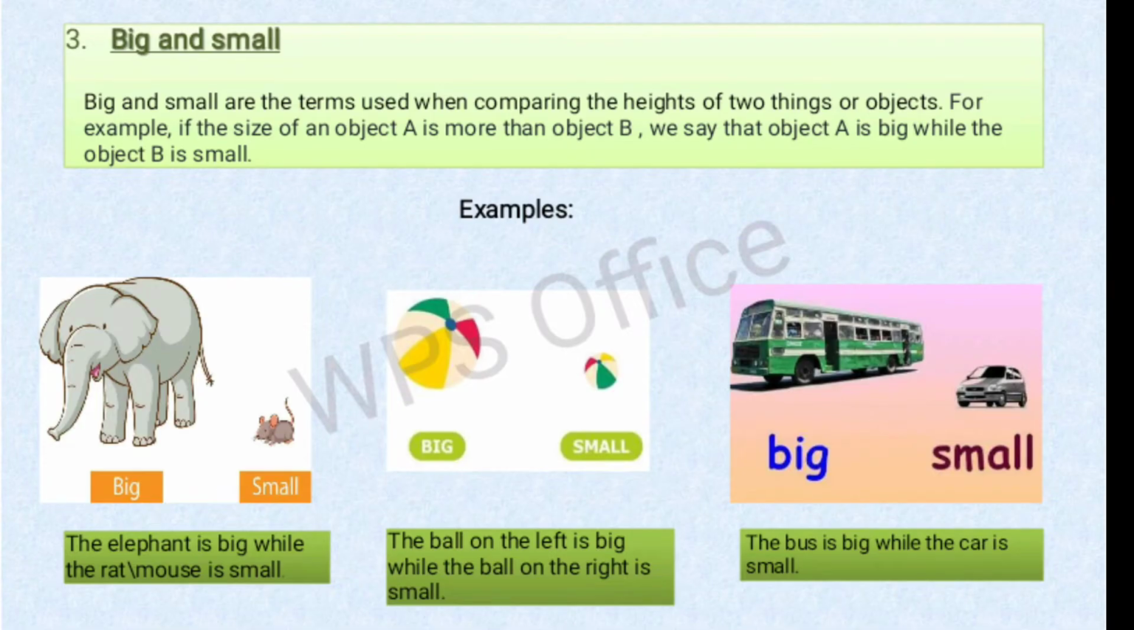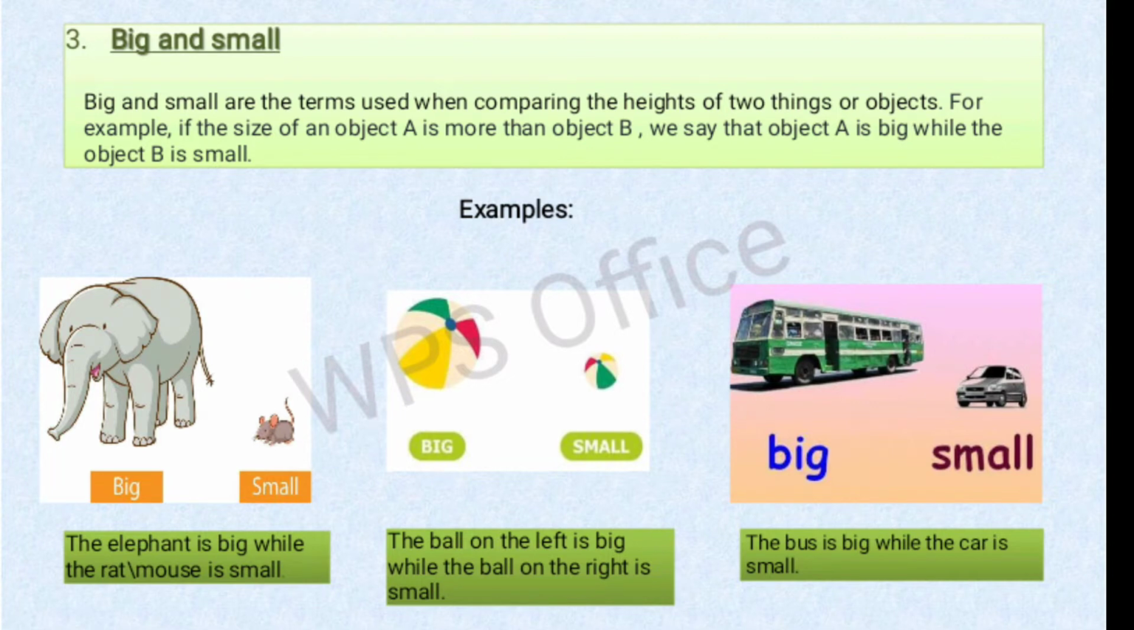Let's move to our third topic, that is big and small. We use the terms big and small to talk about the general size of something, such as elephants are big while mice are small. Big and small are the terms used when comparing the size of two things or objects. For example, if the size of an object A is more than object B, we say that object A is big while the object B is small.